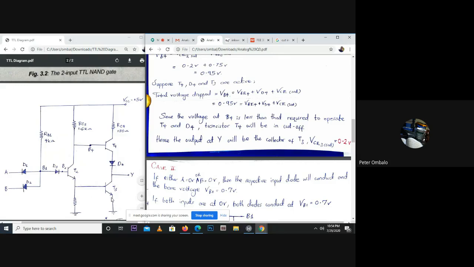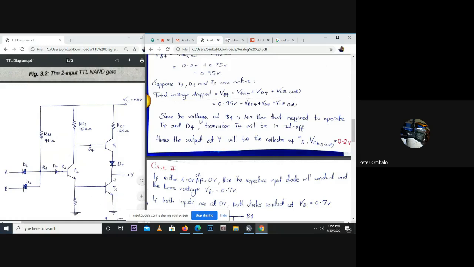And that explains why T3 and T4 are opposite, because we realized T3 was in saturation, and we have figured that T4 is in cutoff. And we will see later on that when T3 is active, T4 will be the opposite. When T3 is cut off, T4 will be active. So there's no current flowing through T4, and for our first case where A and B are at 5 volts, our output is going to depend on transistor T3.